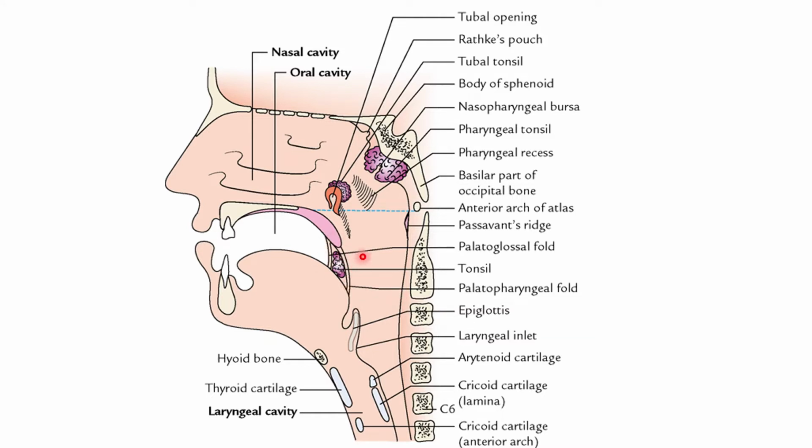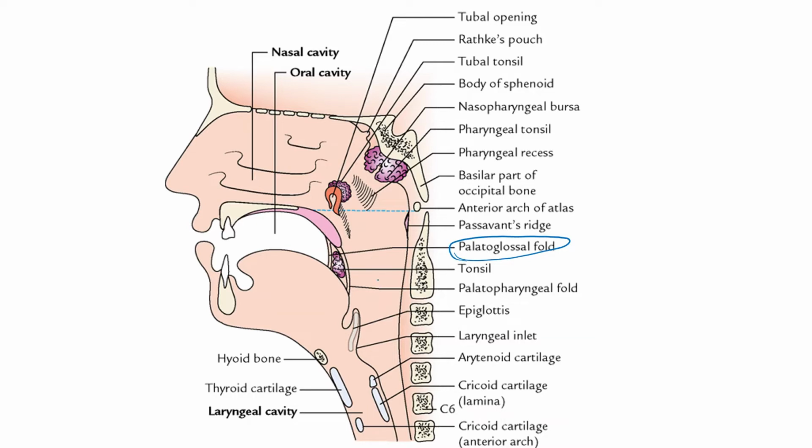Here we can make out the oropharyngeal isthmus. As I have told, the oropharyngeal isthmus is limited above by the soft palate, below by the posterior one third of the tongue, and on either side by the palatoglossal fold. So this is the palatoglossal fold seen. So this is about the anterior and the posterior wall of the oropharynx.